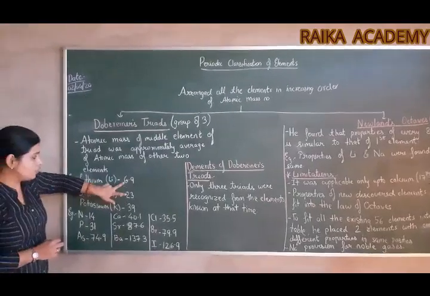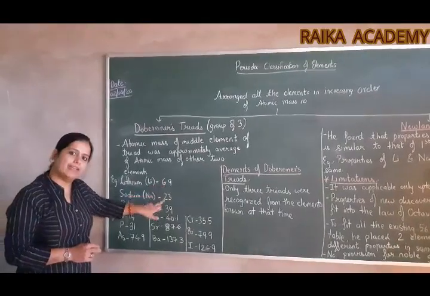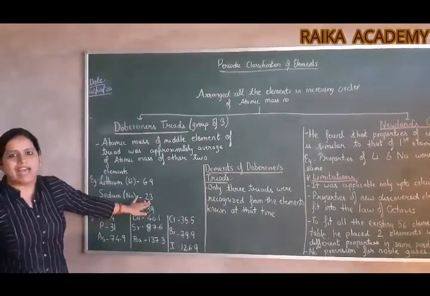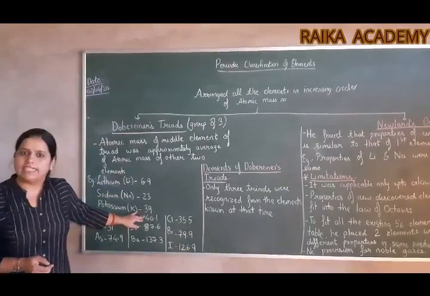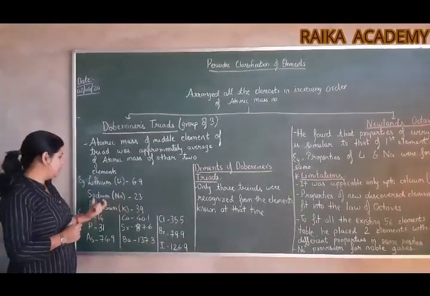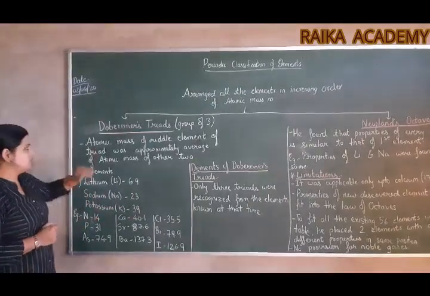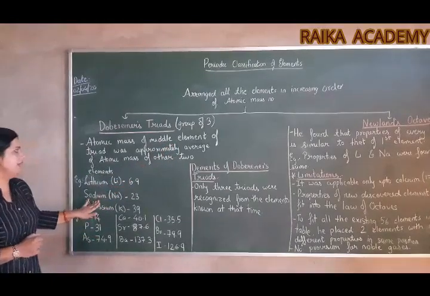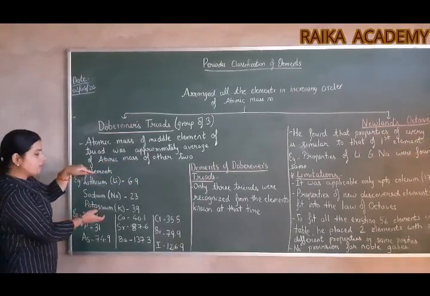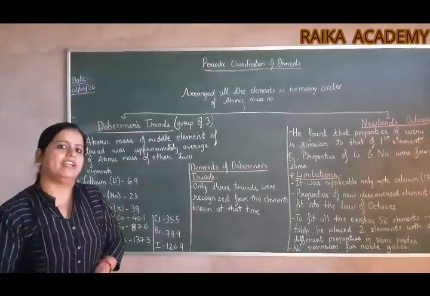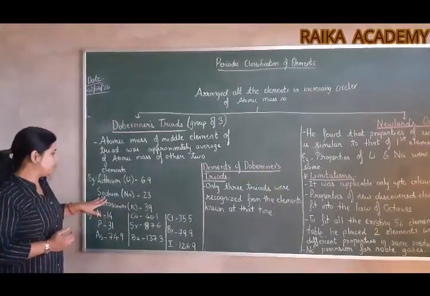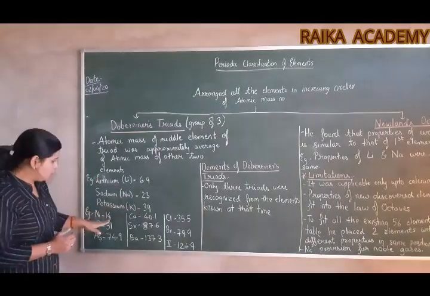So if I take the average of the first and third, 6.9 and 39, if I find the average of the atomic mass numbers of these two elements, whatever answer I get, whatever the mean value is, that will be equal to the atomic mass of the middle element. That is what we have written, atomic mass of middle element. Here it is sodium, yes, was the average of the atomic mass of the other two elements, here lithium and potassium. If we find the average of the atomic mass numbers of lithium and potassium, the answer will be equivalent or approximately equal to the atomic mass number of sodium, which is the middle element. Okay, so they also tried some others.